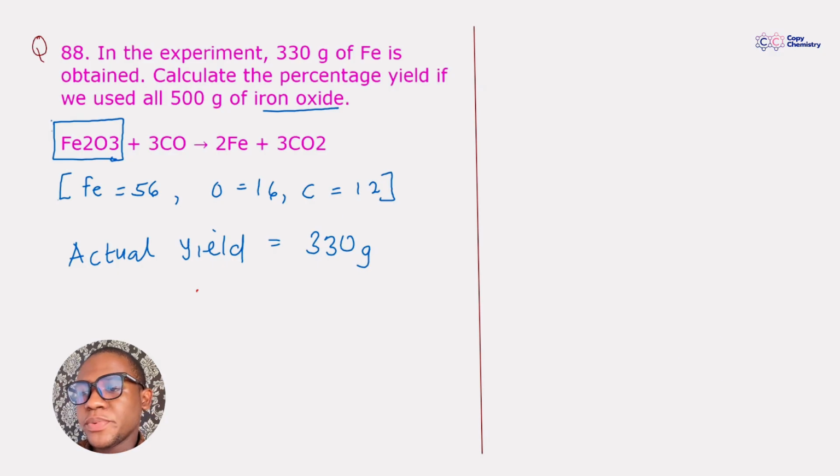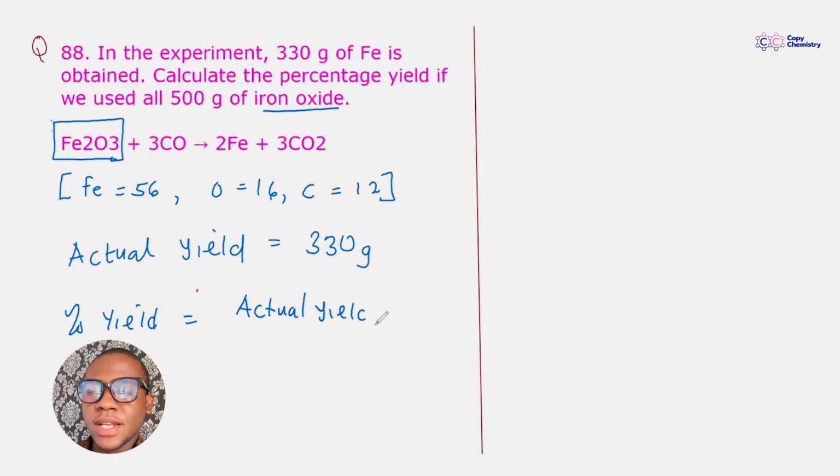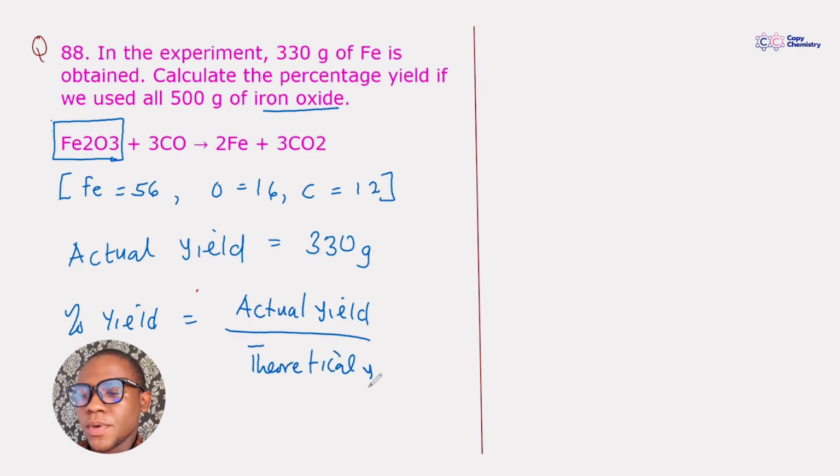All right, so we're to calculate the percentage yield, but we know that percentage yield is actual yield divided by theoretical yield, multiplied by 100%. That's the formula for percent yield. Actual over theoretical times 100. So we already have actual. So the next thing we're going to do is try to find theoretical.